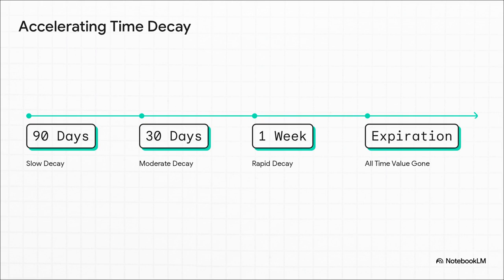When your option has 90 days left, the decay is pretty slow, but it picks up speed, and then it accelerates dramatically as you get closer to expiration. In that last week, the time value can feel like it's just melting away, like an ice cube on a hot day. Poof, it's gone.